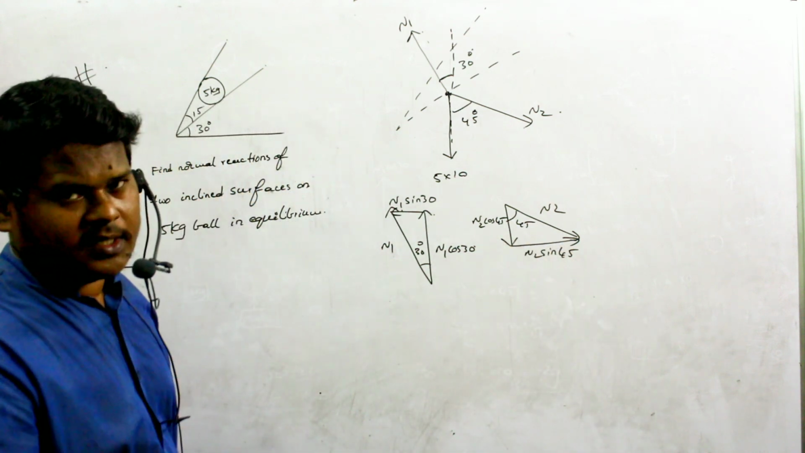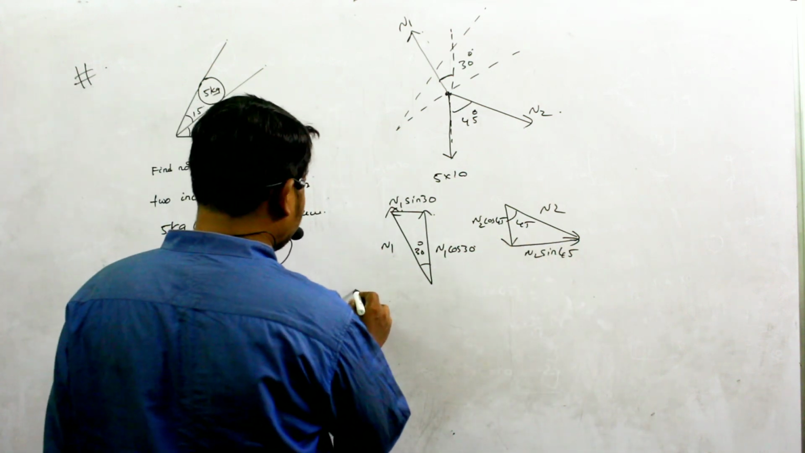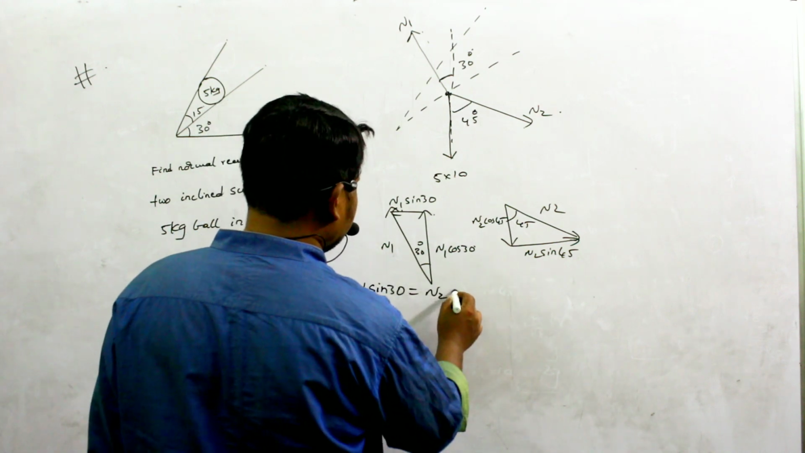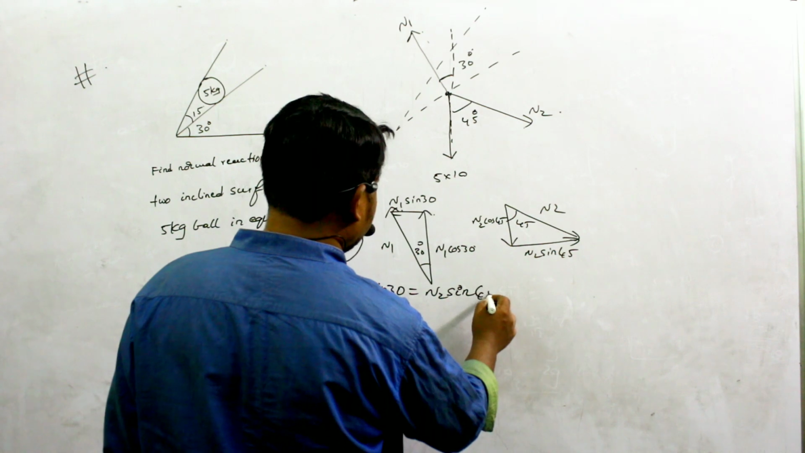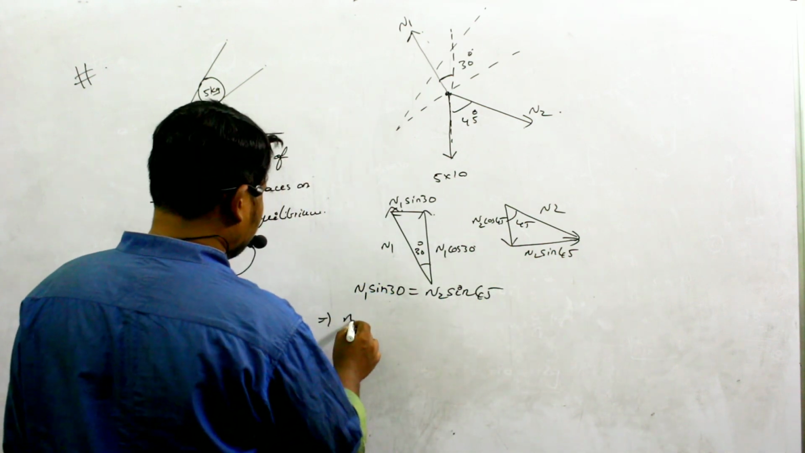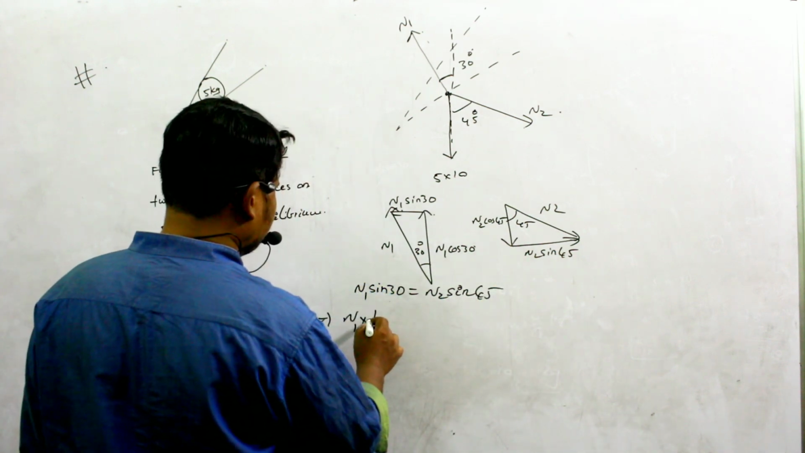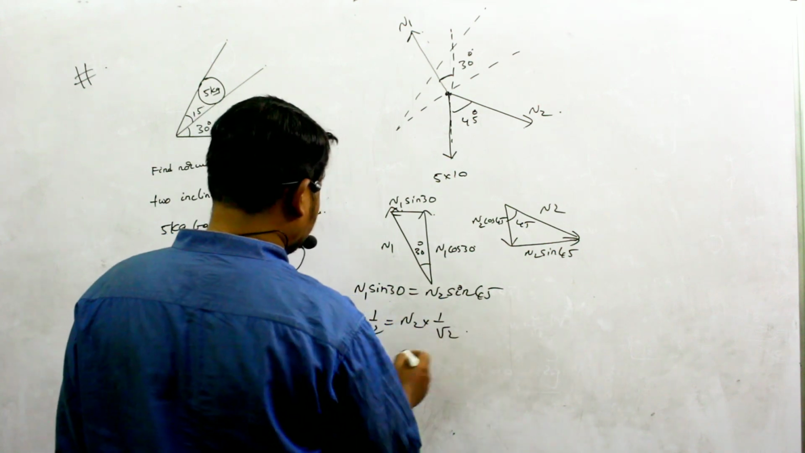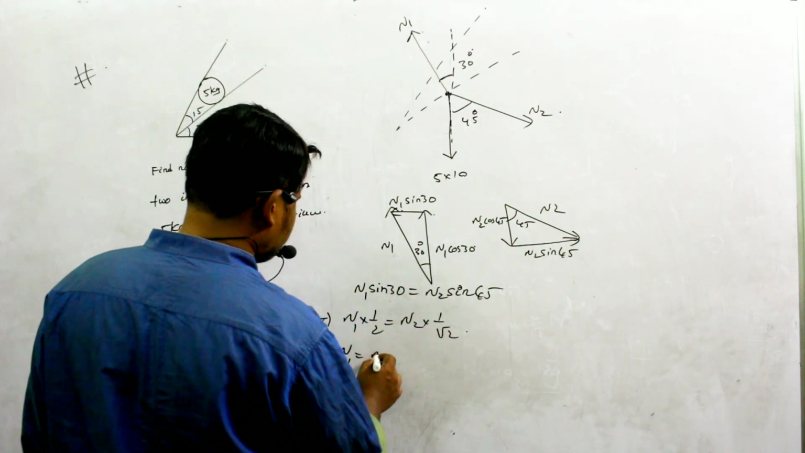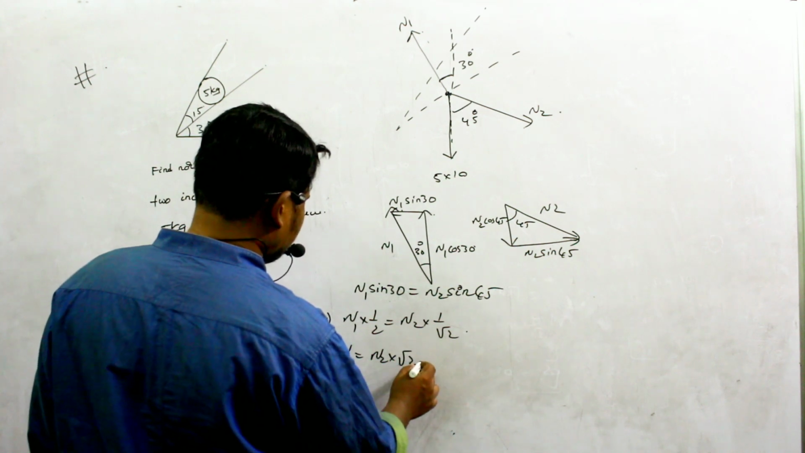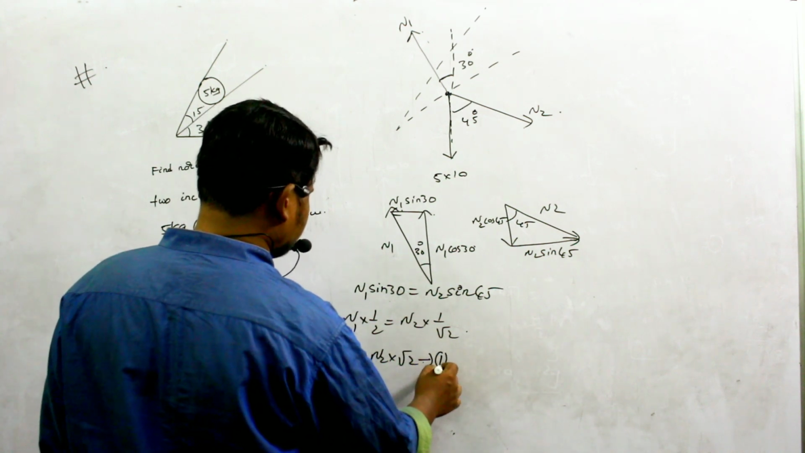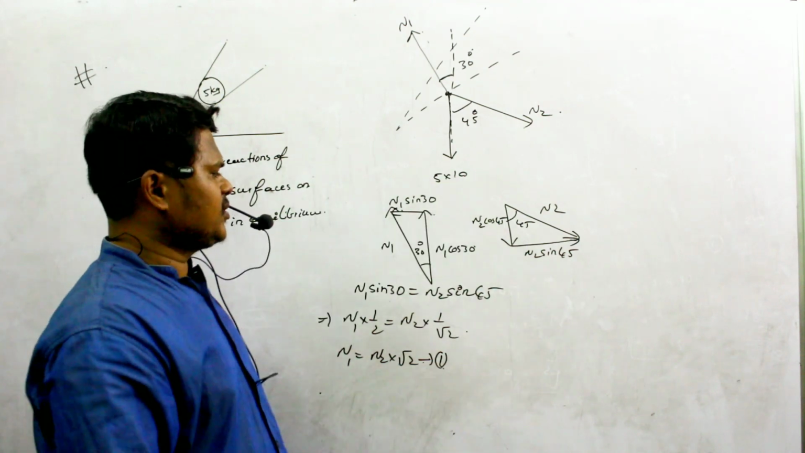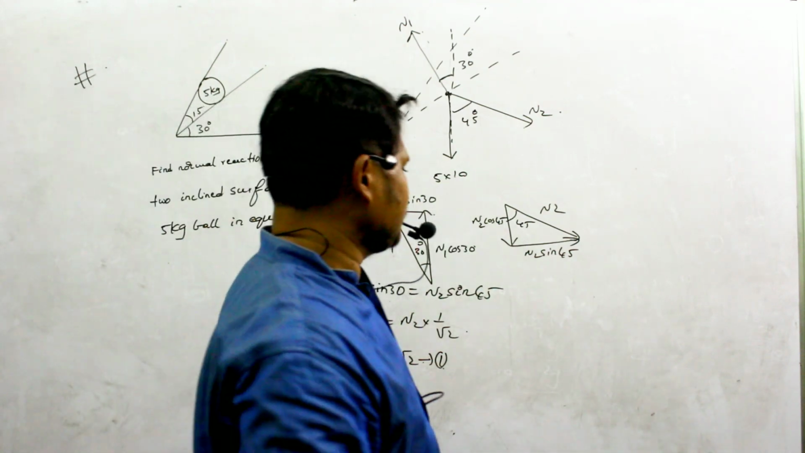Now for the horizontal forces, N1 sin 30 and N2 sin 45 are the two horizontal forces and they must be balanced. So N1 sin 30 equals N2 sin 45. N1 into 1 by 2 equals N2 into 1 by root 2. So N1 equals N2 into root 2. This is my equation number 1. Now I am supposed to balance the vertical forces also.